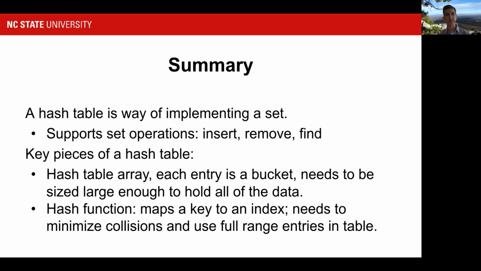Okay, so in summary, a hash table is a way of implementing a set. It supports operations like insert, remove, and find. The key pieces of a hash table are the hash table array. Each entry in that hash table array is called a bucket. And this array needs to be big enough to hold all the data we want to hold in our set. And then we also need a hash function that maps a key to an index in the table. And a good hash function is going to minimize collisions and use the full range of entries in the table so that we can store as much data as possible.